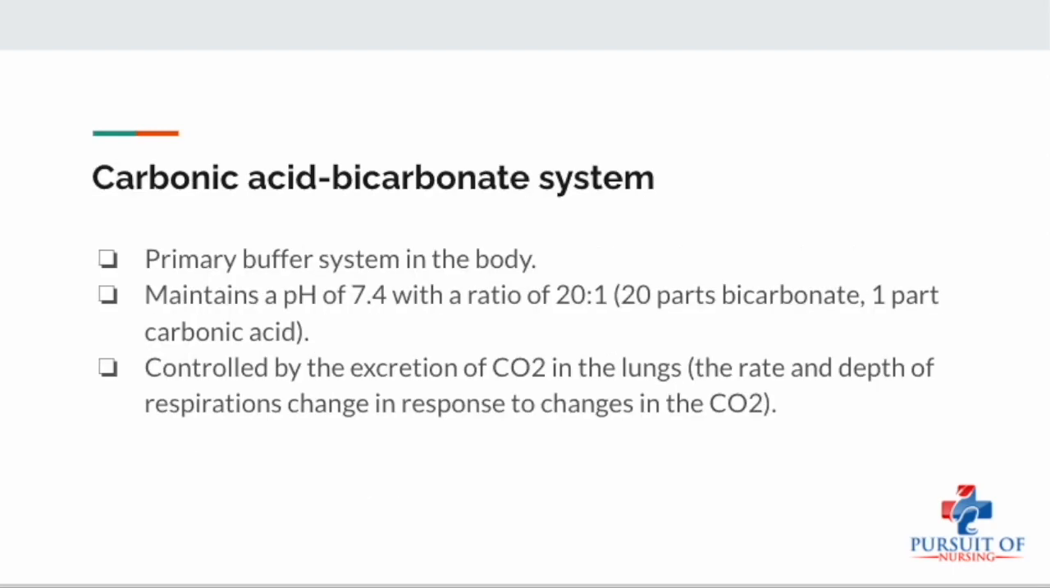So the carbonic acid bicarbonate system is the primary buffer system in the body. It maintains the pH of 7.4, specifically with a ratio of 20:1, with 20 parts bicarbonate, 1 part carbonic acid. It's controlled by the excretion of CO2 in the lungs, so the rate and depth of respirations change in response to changes in the CO2.